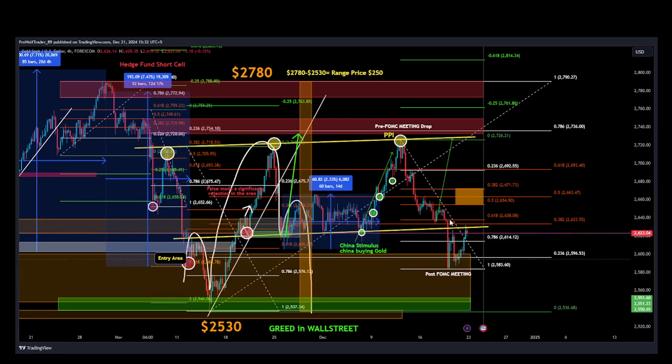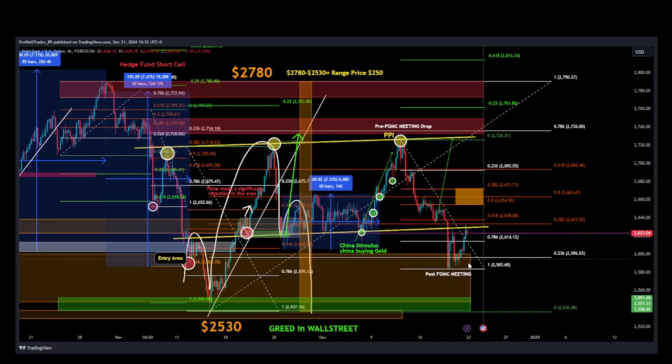But as soon as the FOMC press conference started, we saw gold price drop further, and as soon as it ended, we saw price rebound back above 2600, followed by a small retracement. So, in short, before the FOMC meeting we saw a crash, and afterwards we saw a retracement.